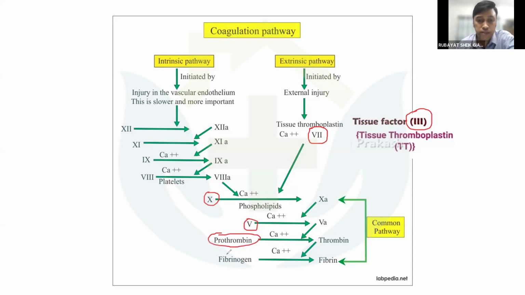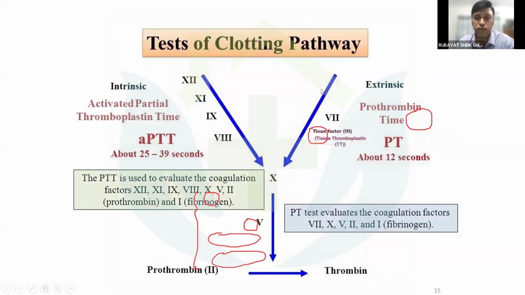2 meaning prothrombin, 1 is fibrinogen. So 1, 2, 5, 10 are common. 7 is the extrinsic pathway, and 8, 9, 11, 12 involve the intrinsic pathway. You need to remember these for future reference. Okay, so now we'll move on to the next thing.